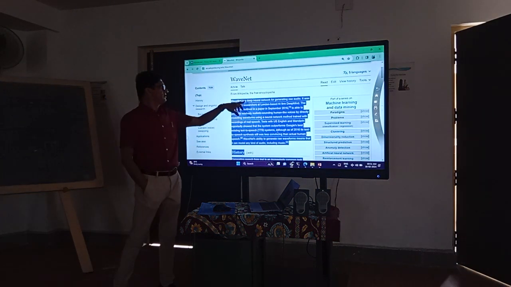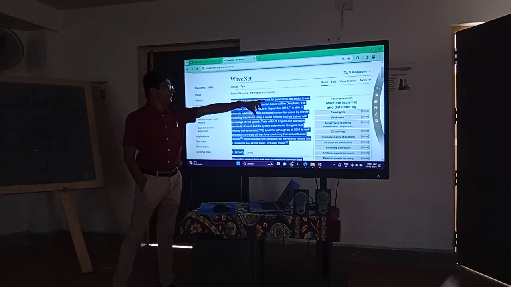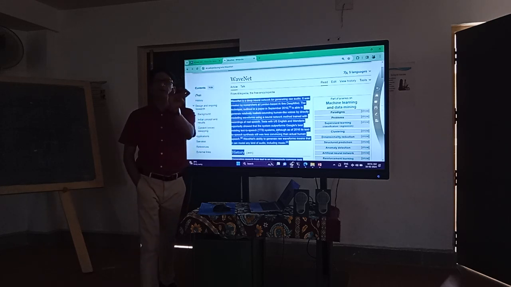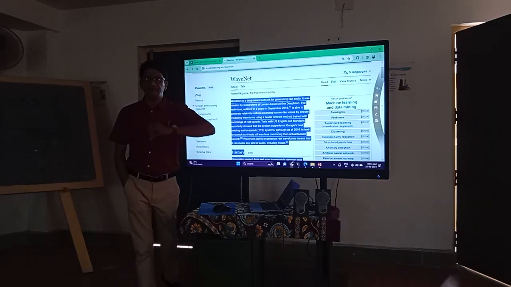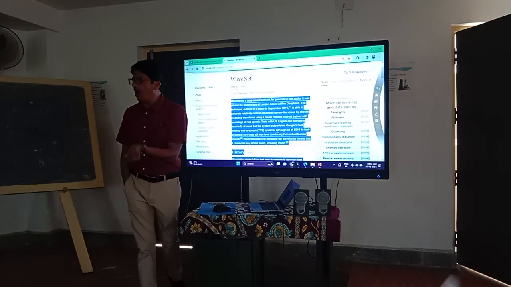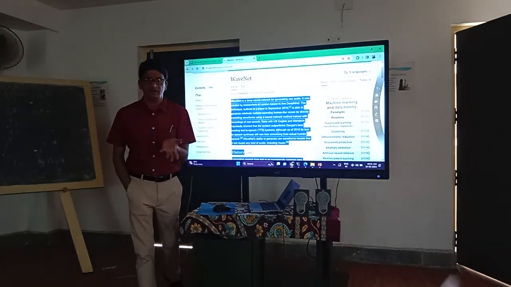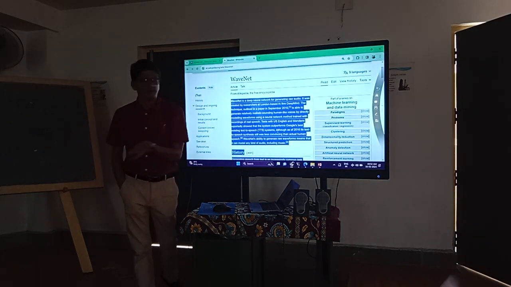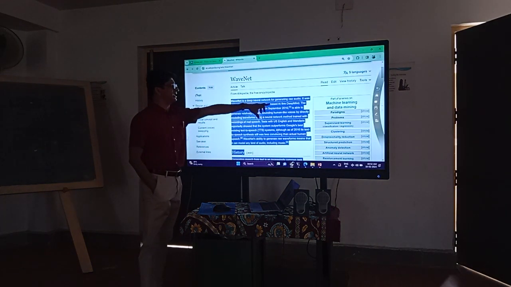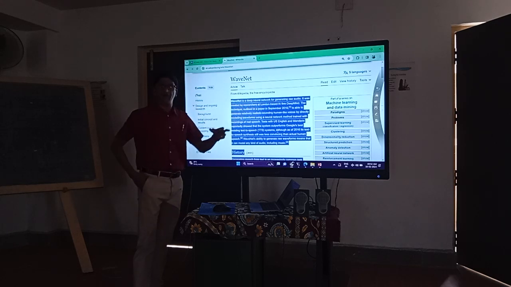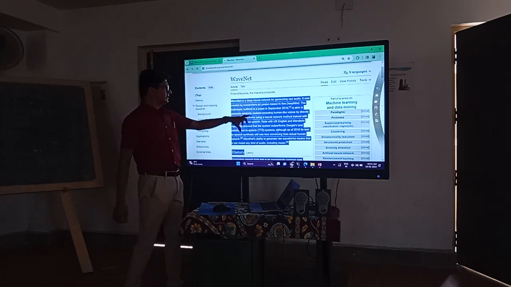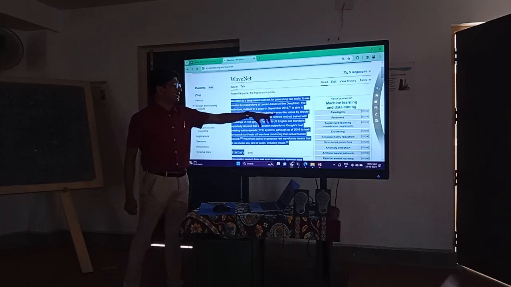WaveNet is a deep learning neural network for generating raw audio. If you give it a text, it can generate the raw audio in the form of a wave file. Once you get the wave file, you can convert it into any format. It was created by researchers at the London-based AI firm DeepMind, which was later acquired by Google. It is able to generate relatively realistic sounding, human-like voice.